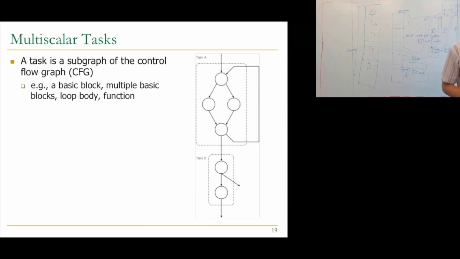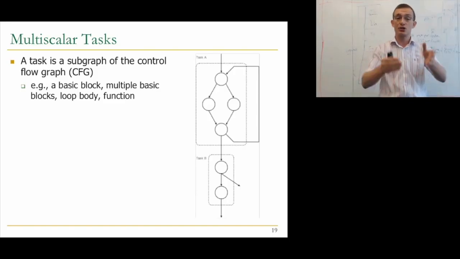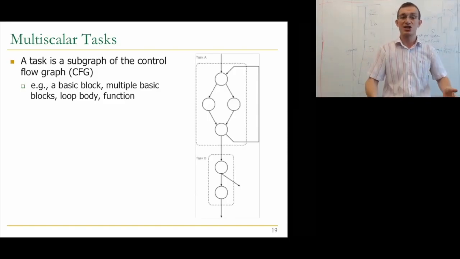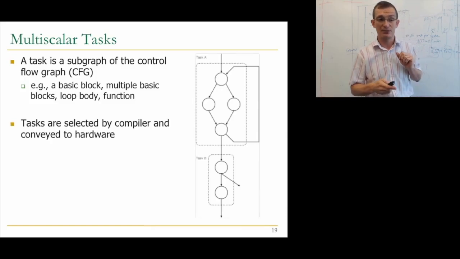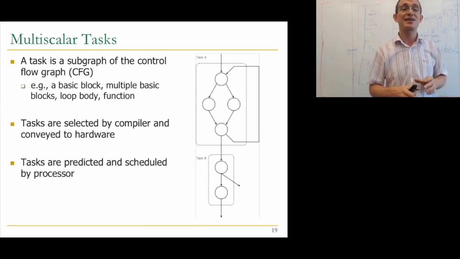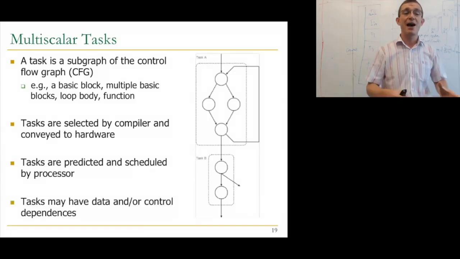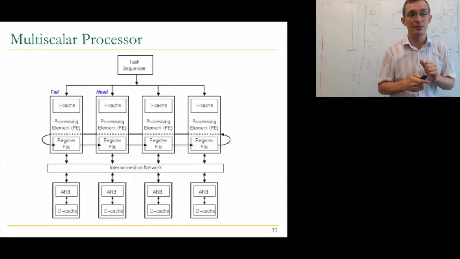So what is a task? We've been talking about task. Basically, a task is a subgraph of the control flow graph. It could be a basic block. It could be multiple basic blocks. It could be a loop body. It could be a function. Basically, it could be a loop iteration, right? Tasks are selected by the compiler and conveyed to the hardware, and tasks are predicted and scheduled by the processor. And tasks may have data and or control dependencies, and they need to be resolved.